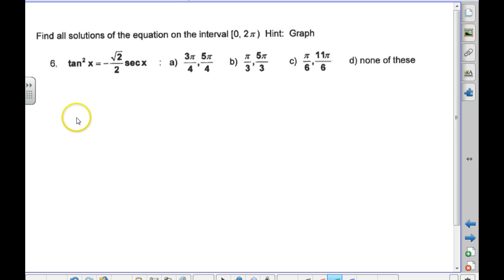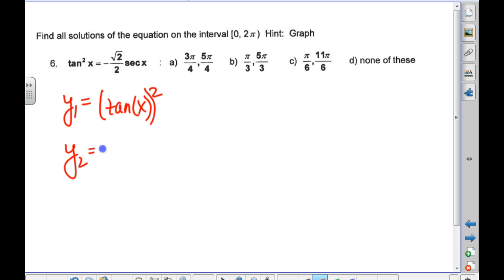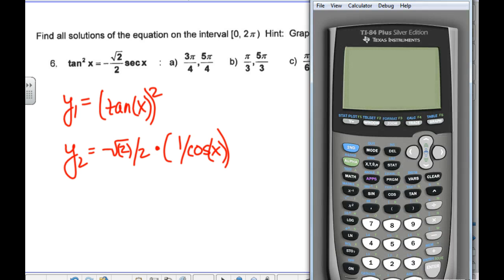If we graphed in y1 tangent squared, so in y1 I'm going to type tangent of x squared, and in y sub 2 I'm going to type negative square root of 2 divided by 2 times 1 over cosine of x. And if I did them in y1 and y2, then I'm looking for the intersection points. So then I'm going to put in my choices here and see if they land at the intersection points. All right, so I'm going to go to my calculator.